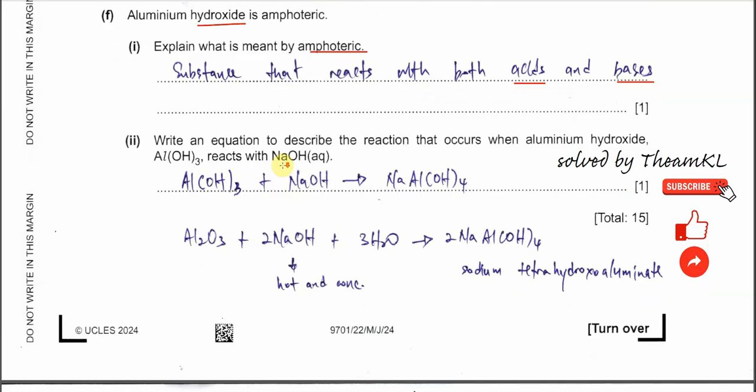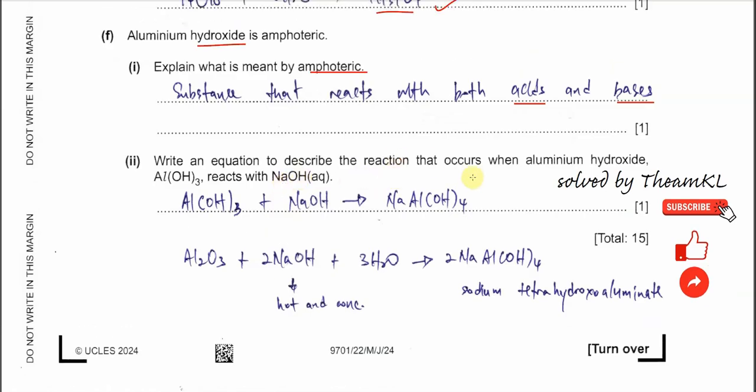Part 2. Write an equation to describe the reaction that occurs when aluminium hydroxide reacts with sodium hydroxide. Many of you learned this before. Aluminium oxide, which is an amphoteric oxide, can react with hot, concentrated sodium hydroxide with water to form sodium tetrahydroxoaluminate. This is what you learn in the syllabus. Now the question is asking about aluminium hydroxide with sodium hydroxide, not the oxide.